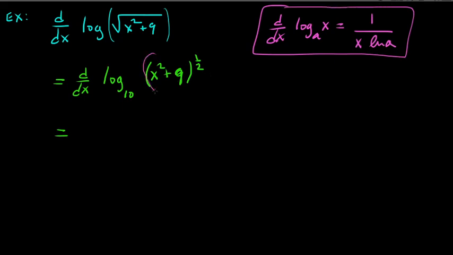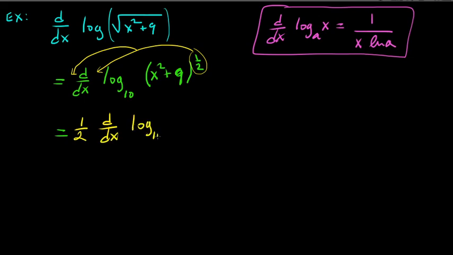Of course, this is not just x anymore. This is our u, our g of x. So we need to apply the chain rule. But before we do that, this is an exponent. Why don't we bring that in front of the log? In fact, since it's a constant, we can bring it in front of the derivative. So this is just going to be 1/2 times the derivative of log base 10 of x squared plus 9. And now there's no way to split this up. We can't go any further here.